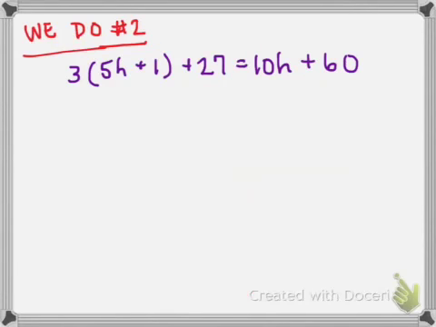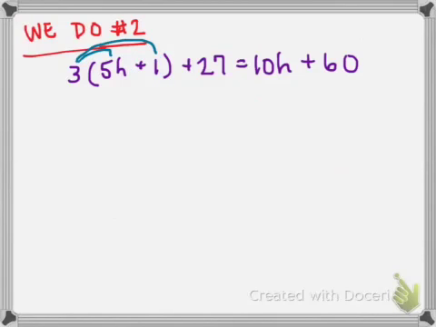Let's look at the We Do number 2. Step 1, distribute if necessary. I know I have to distribute because I see these parentheses. So I distribute the 3 to the 5h and then 3 to the positive 1. Look at the operation in front of it to help you figure out what sign it is, positive or negative.